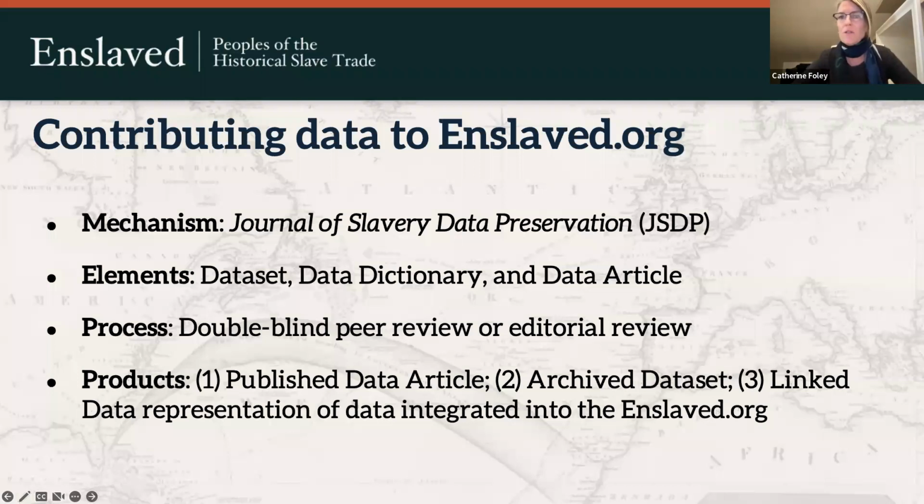So how can contributors submit to enslaved.org? Well, they do it through the Journal of Slavery and Data Preservation, and the submission to the journal includes the data set, which is a spreadsheet, as Daryle mentioned, a data dictionary, which is really the materials that Daryle was showing on the screen previously, and then a data article. These materials go through a formal review process, and that includes options for different types of reviews, which I will go into on the next slide or two.